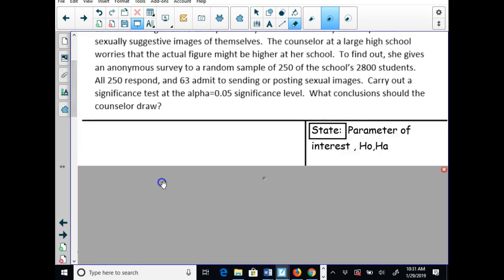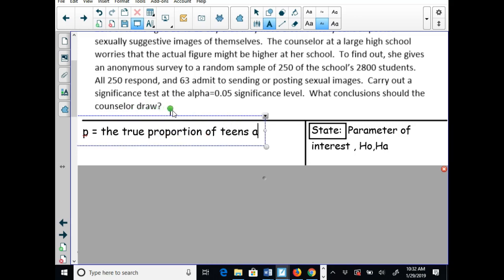All right, so let's get going. For the state part, what do I want? I want the parameter of interest, the null hypothesis, and the alternative hypothesis. So I'm going to start right away with that parameter of interest. You have to decide what am I dealing with? Am I dealing with a proportion or am I dealing with a mu? Well, how do you know? First things first, you don't see anything about average in here. Second thing, you have parts of a total admitting to something. That's a proportion.